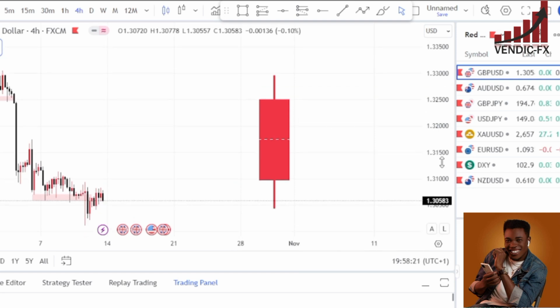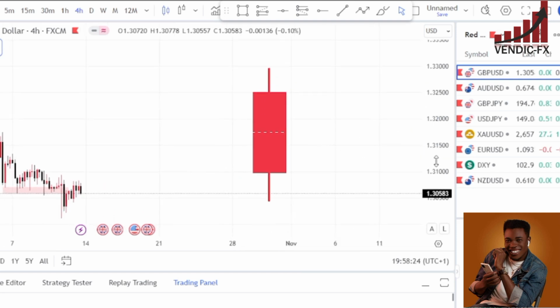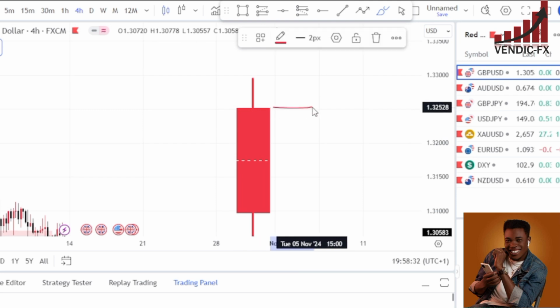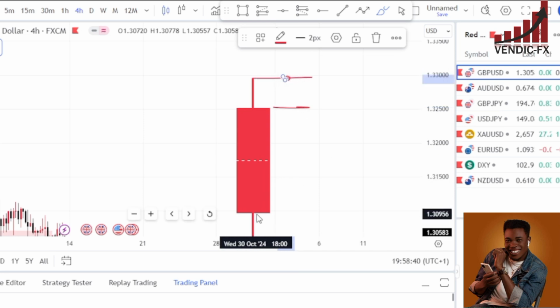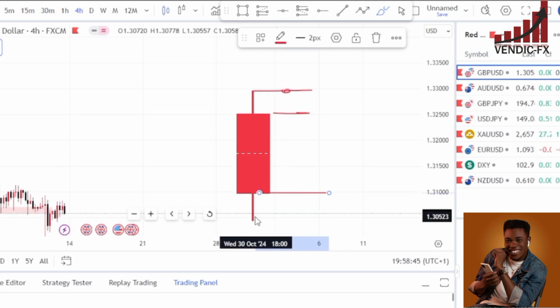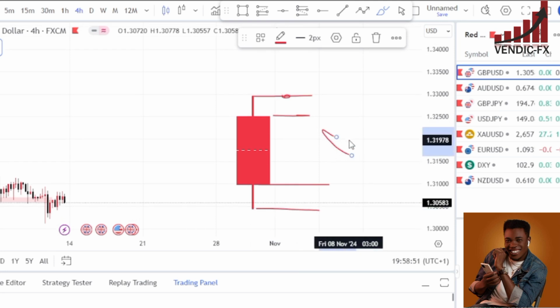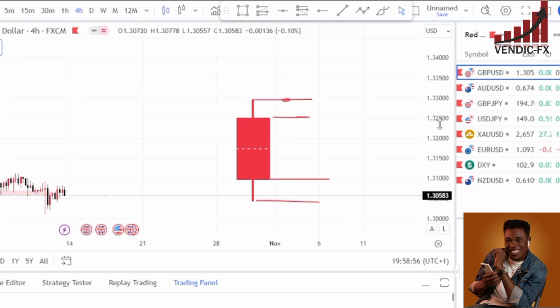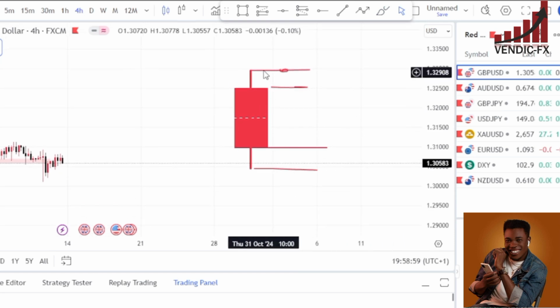For example, this one here is a bearish candle. A bearish candle will have an opening. It will have a wick, this is a wick here, and then we have the close of the day, and then probably we have another wick here. These are things you should take into consideration. Every candle will always have an opening, a close, and the wick.